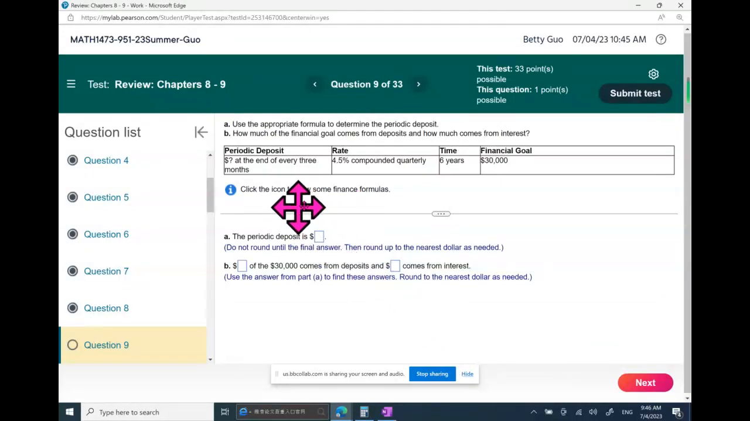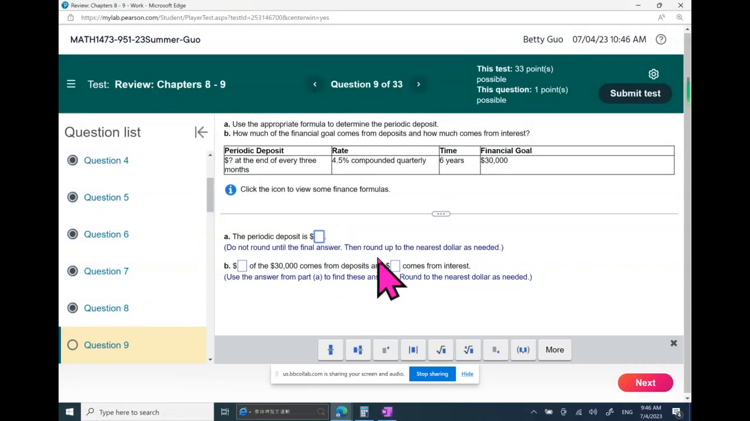So let's read the information. Rate is 4.5% compounded quarterly. So far, everything is quarterly, but that doesn't mean when you take the test, it's going to be quarterly. So you have to read the question. In 6 years, you want to have 30 grand. So how much do you need to deposit every 3 months? So that's the question. So this time we are going to find the periodic payment. Use the formula to determine periodic deposit. Part B, how much of the financial goal comes from deposits and how much from the interest.